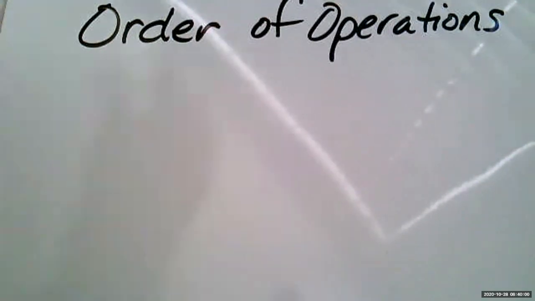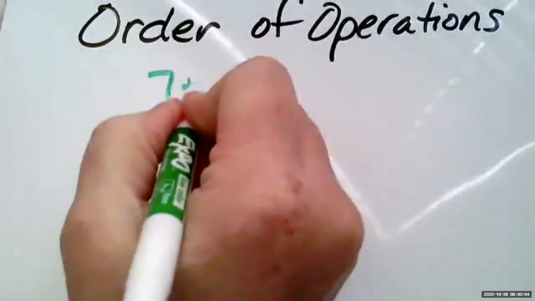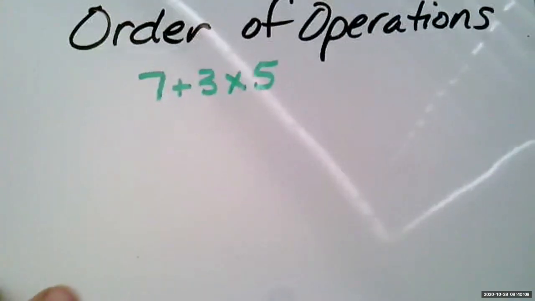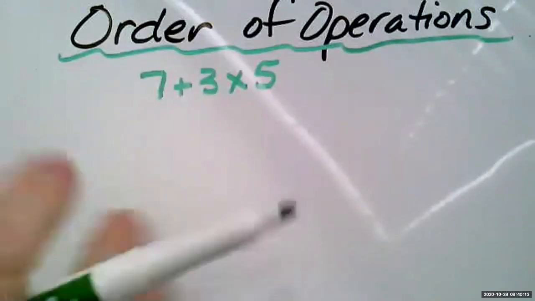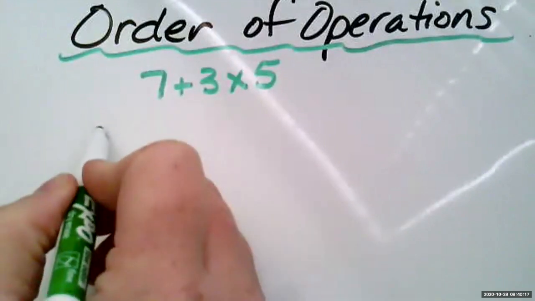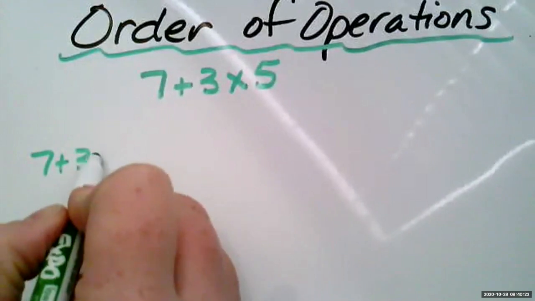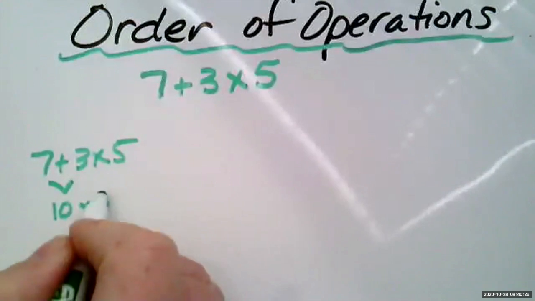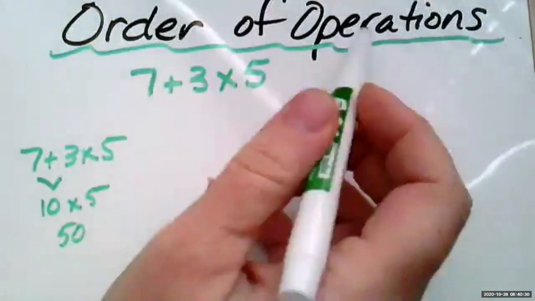Now, let's say that you have a problem such as 7 plus 3 times 5. If you don't know your order of operations, you might just go through and say, oh, well, 7 plus 3 is 10, and then times 5 is 50.